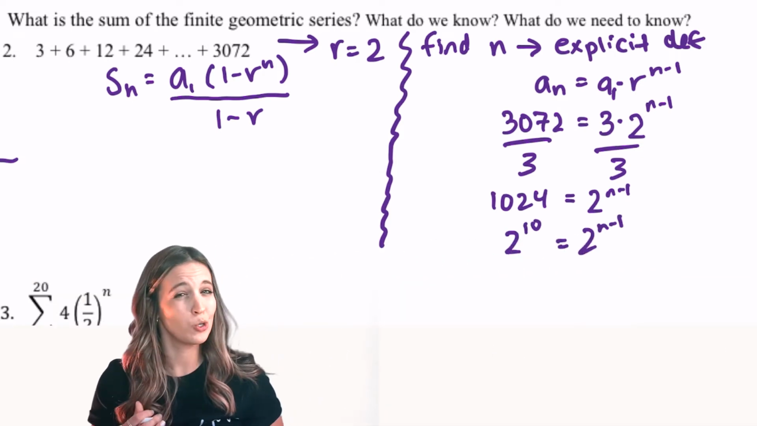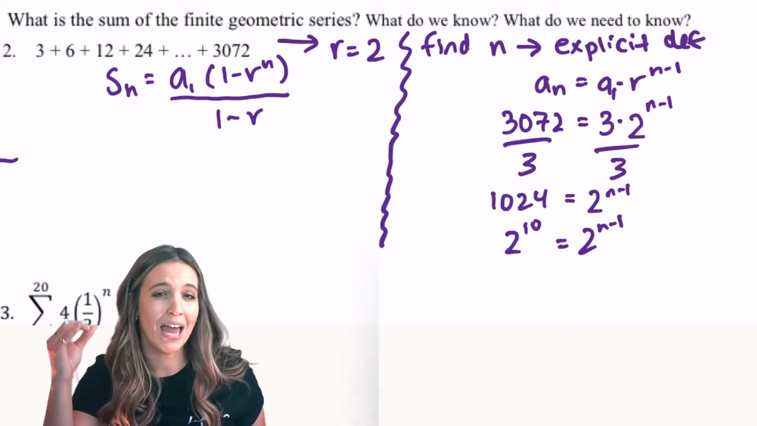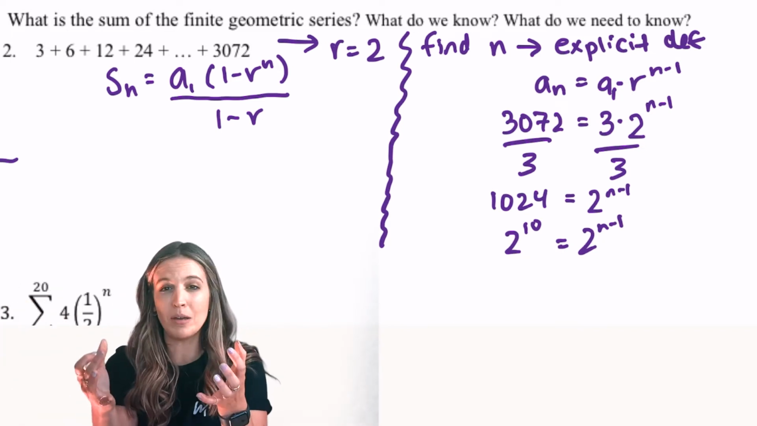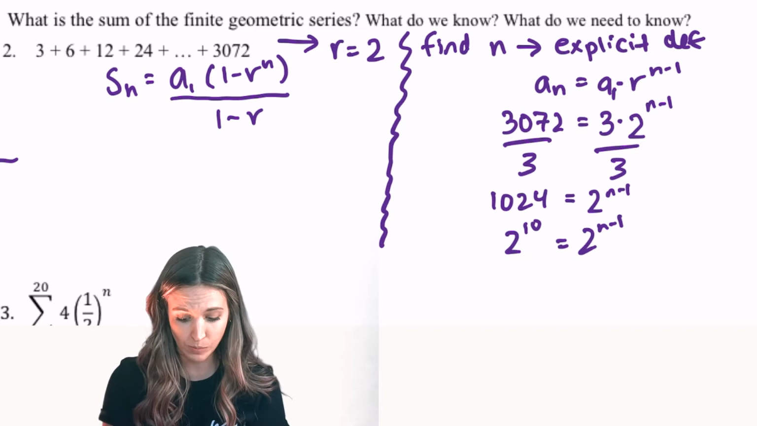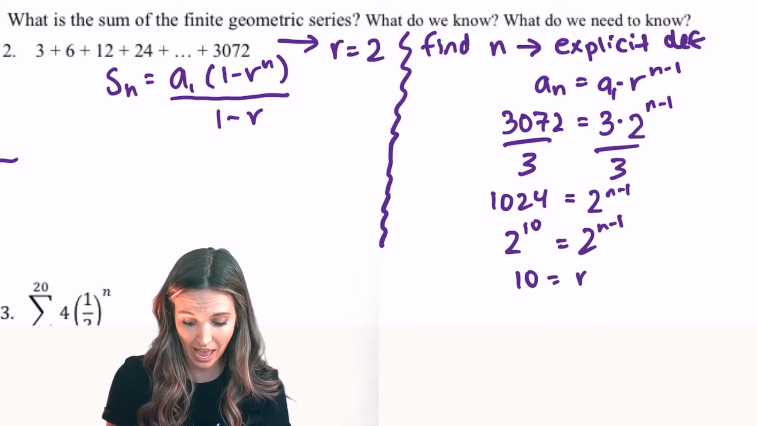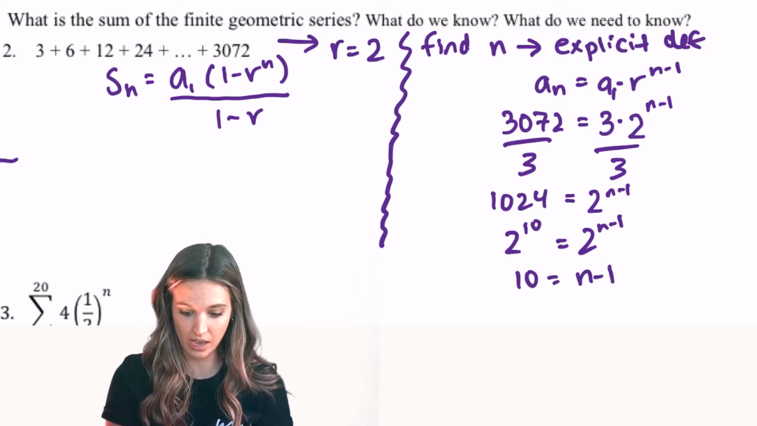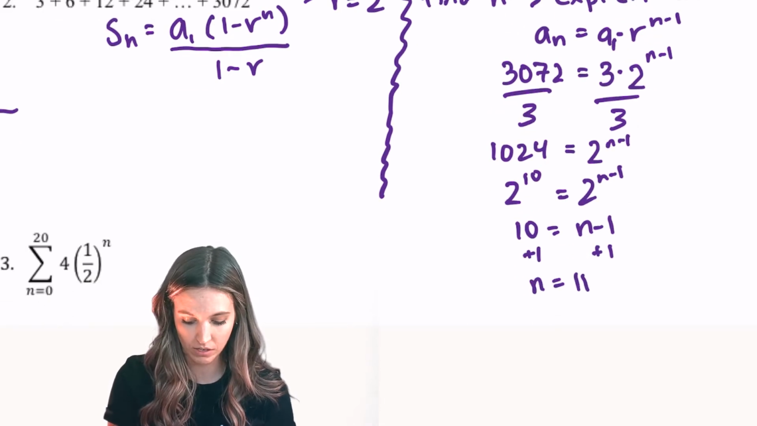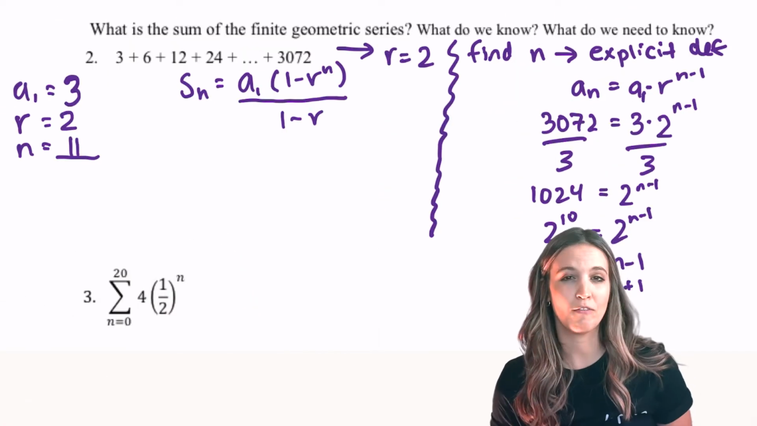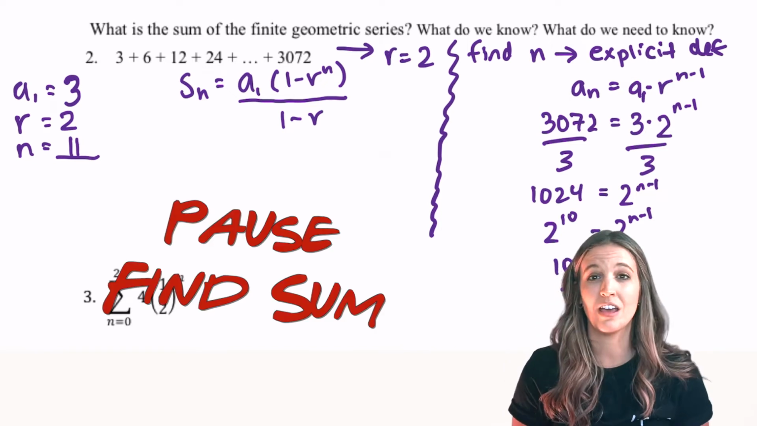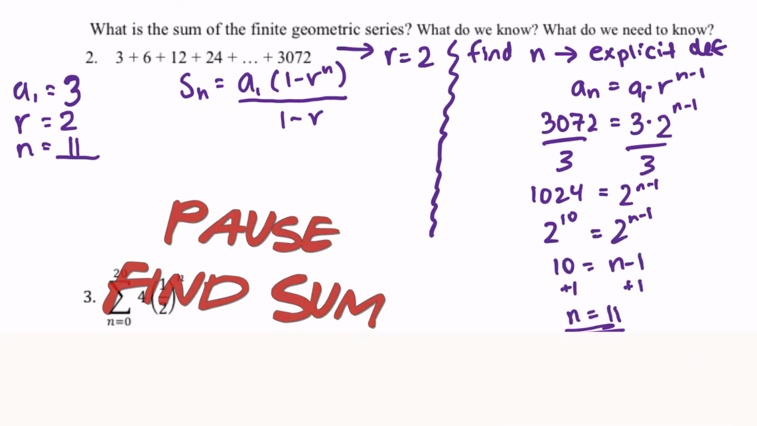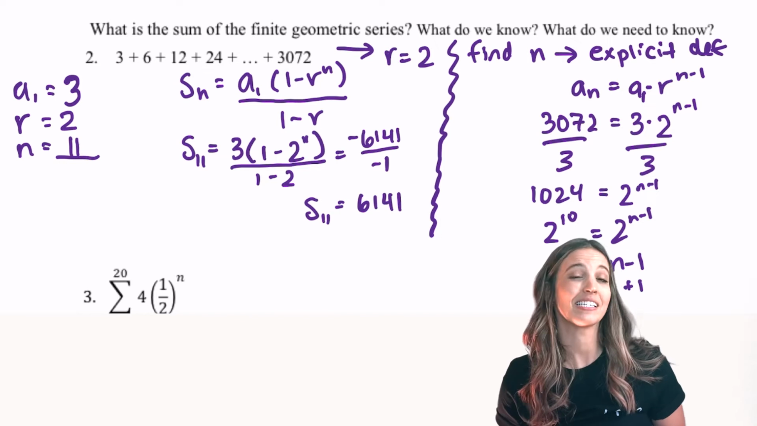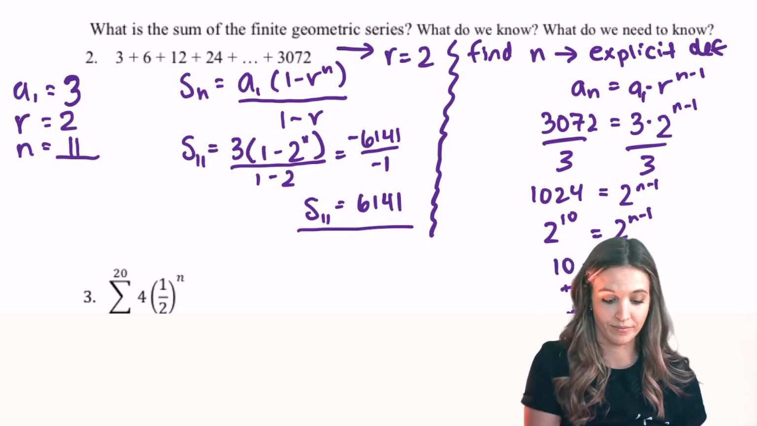So if I know 2 to the 10th equals 2 to the n minus 1, I have a common base so I can focus on my exponents. 10 equals n minus 1. Well, hey, add 1, I'm going to get n equals 11. Now that I have all the pieces of my formula, take a moment to plug them in and find the sum. S sub 11 is 6,141.